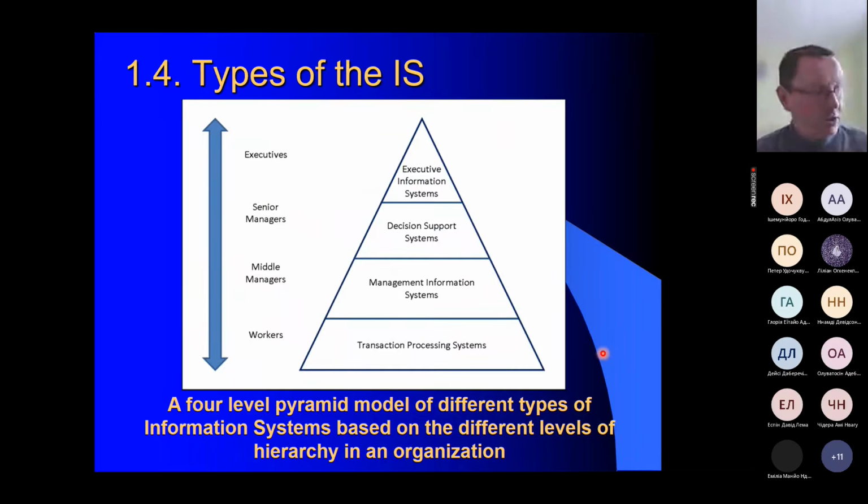Regarding classification of information systems, there are a few approaches to classify them, and first of all, it's the conventional four-level pyramid, which denotes different types of information systems separated into transaction, management, decision, and executive information systems, depending on which level of the organization is using them and which type of staff members deal with them.